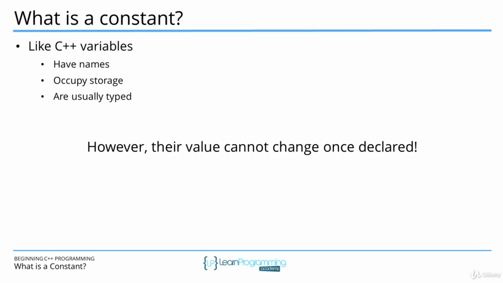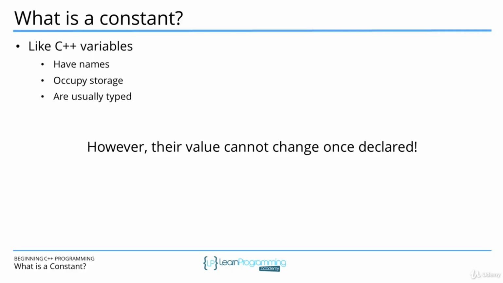The big difference between variables and constants is that unlike variables, the value of C++ constants cannot change once they're declared. For example, if I declare age to be a constant integer and assign 21 to it, then the value of age will always remain 21, and I won't be able to change it. If I try to change it, I'll get a compiler error.